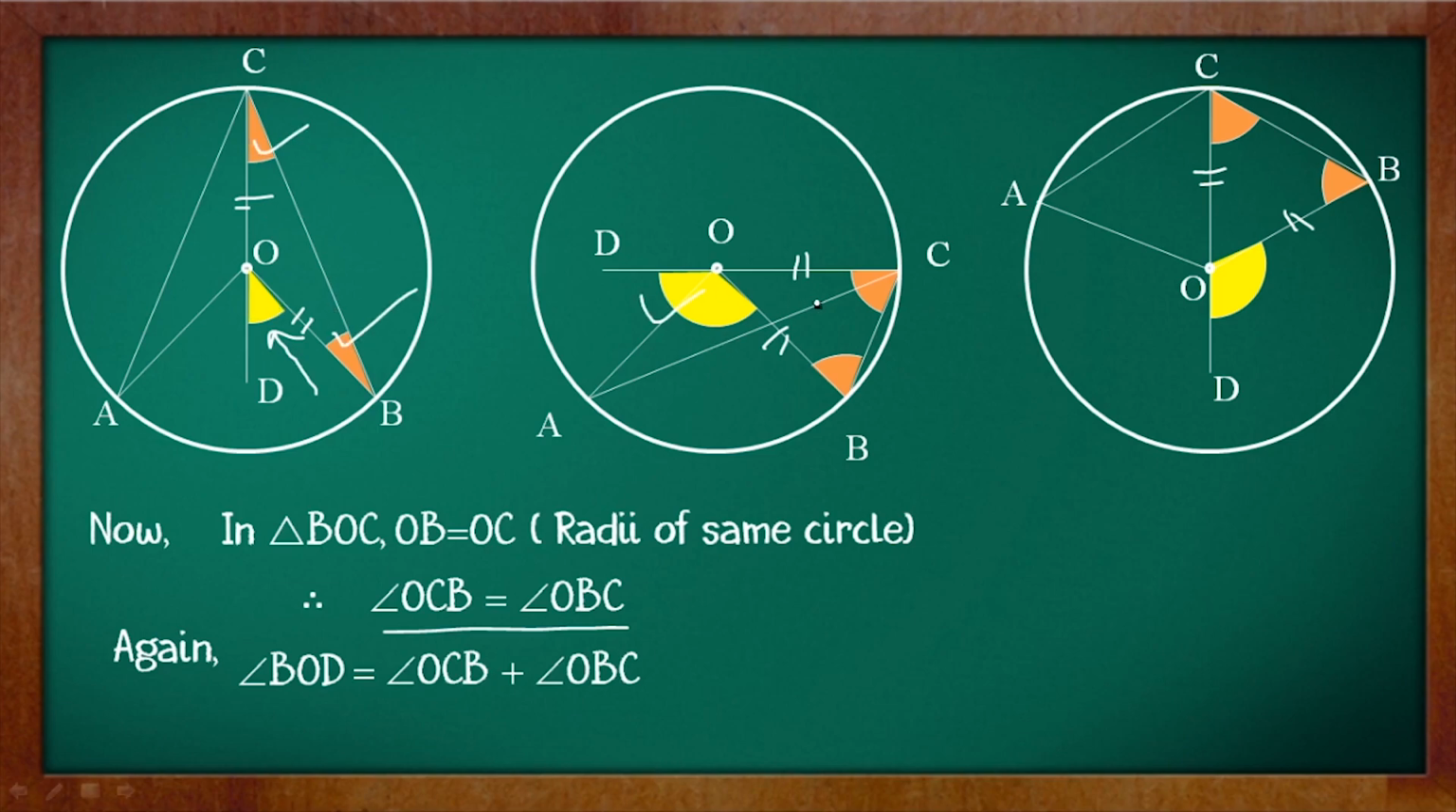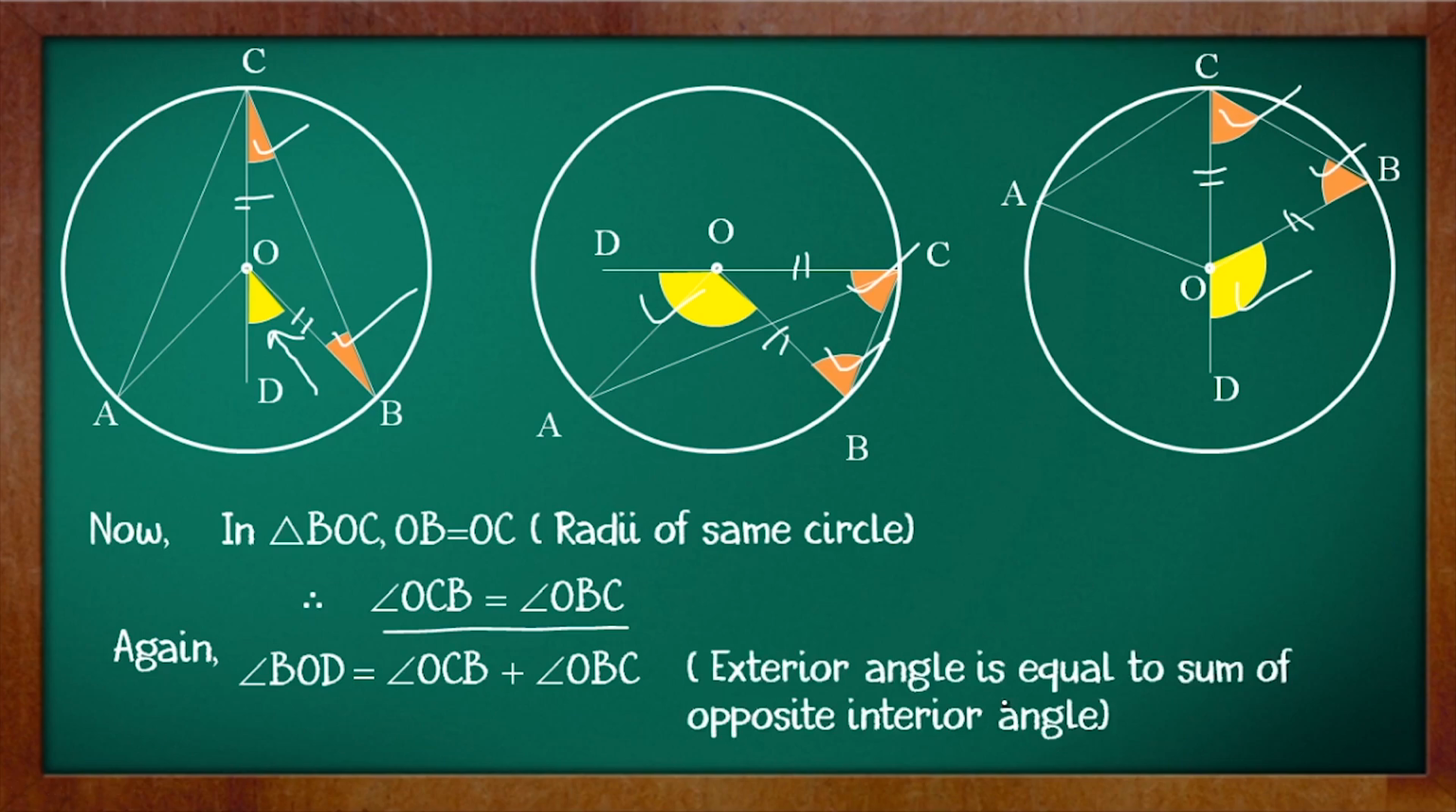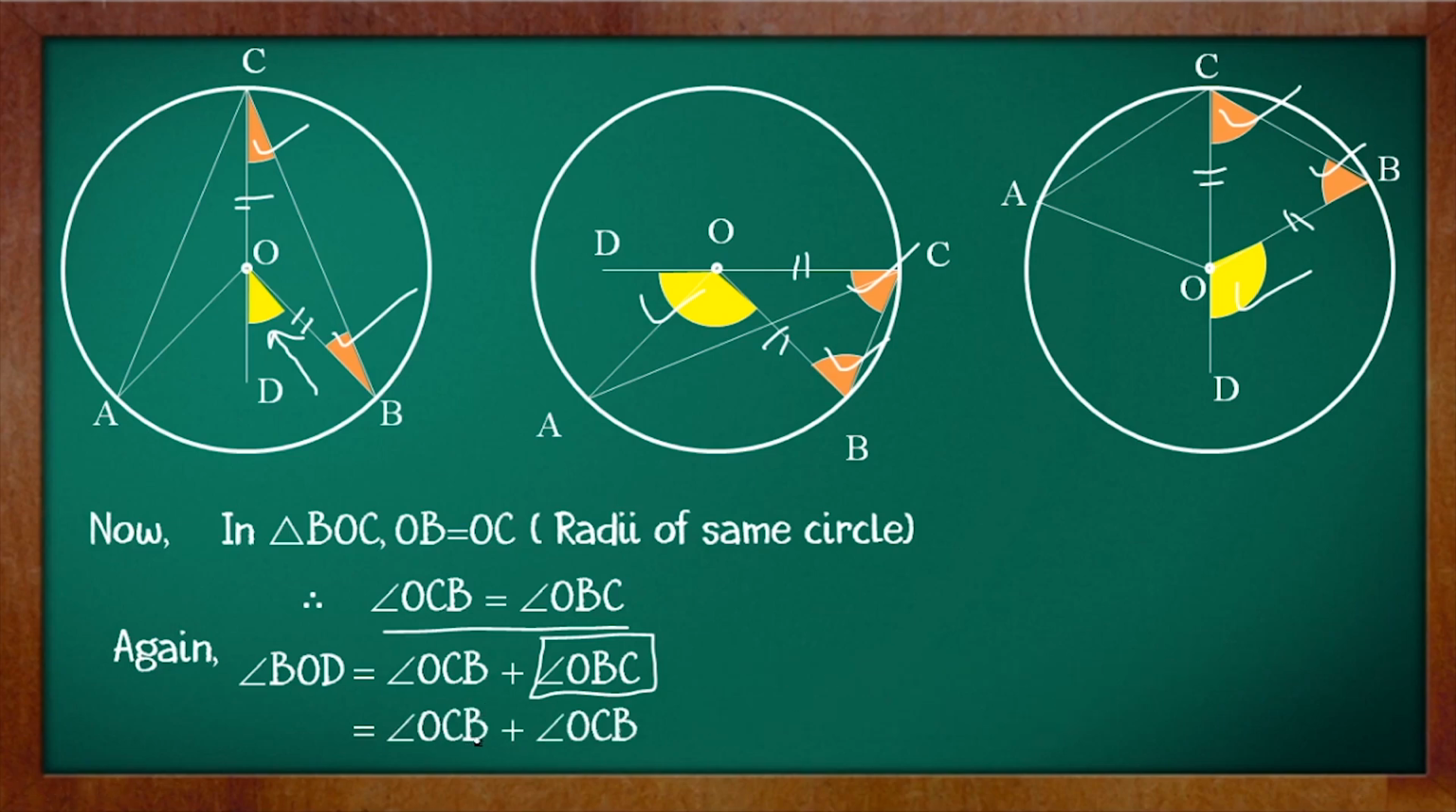This exterior angle here will be equal to these two interior angles here, and this exterior angle will again be equal to these two angles here. And it is because the exterior angle is equal to the sum of the opposite interior angles. Now we have that OCB is equal to OBC. So we'll be replacing OBC with angle OCB because both are equal. So we'll have angle OCB plus angle OCB. So this will give us 2 angle OCB.